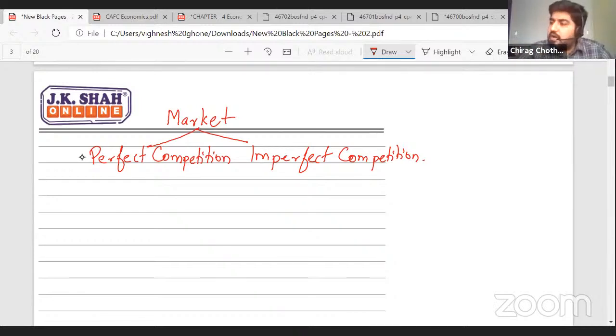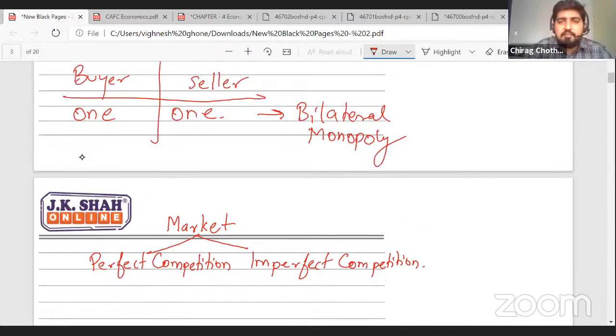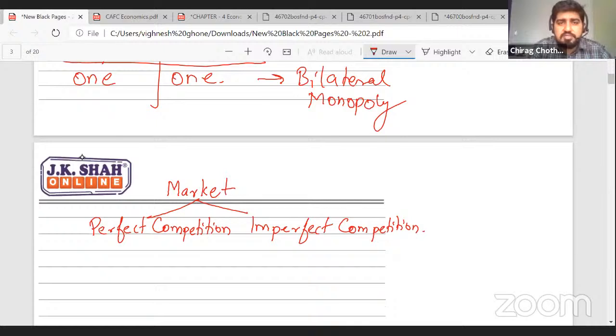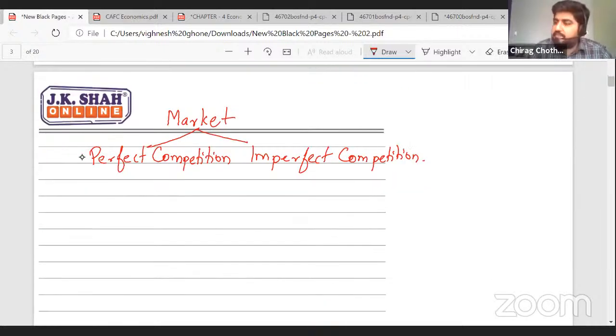Now I'm going to cover three concepts, students, here. What are the three concepts? They are called TR, MR, and AR. What is TR? TR is nothing but total revenue. How do we get total revenue? It is price into quantity. I'm very sure you are aware of it. Price into quantity: when we do that, we will get our total revenue.